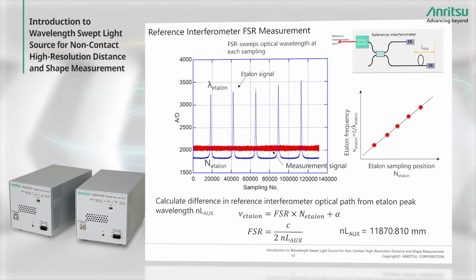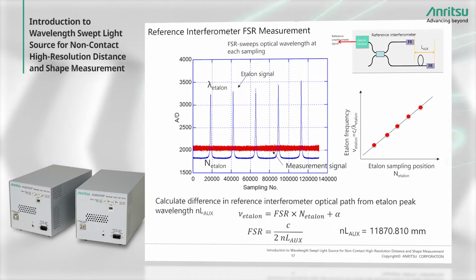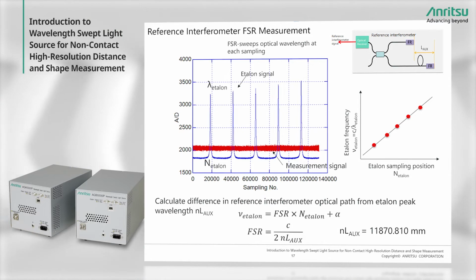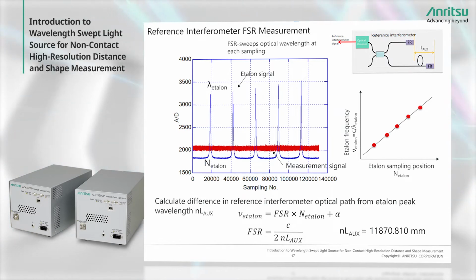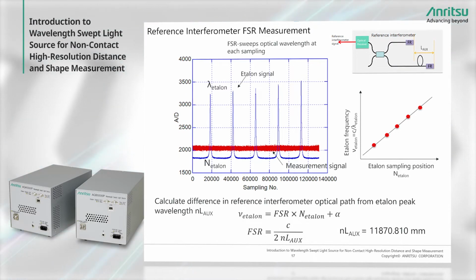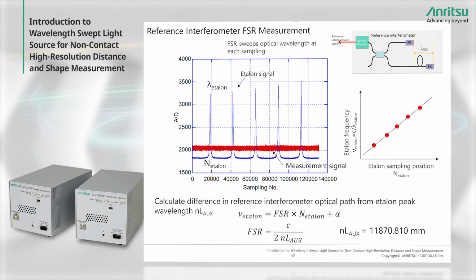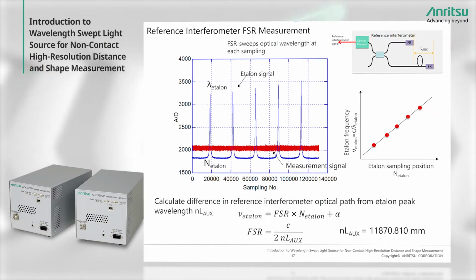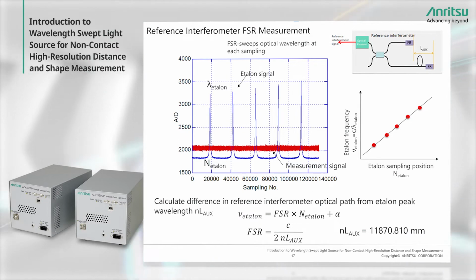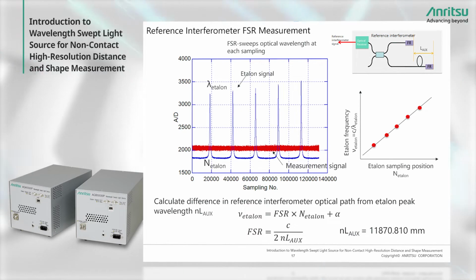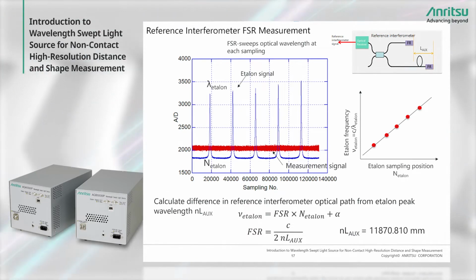Now let's look at reference interferometer (FSR) measurement. This red curve is the measurement interferometer interference signal. The signal that becomes the reference wavelength, represented as the blue curve, is sampled simultaneously. In this example, the signal of the etalon in the Anritsu light source is used as the reference wavelength. The etalon peak wavelength has been measured with high precision beforehand.